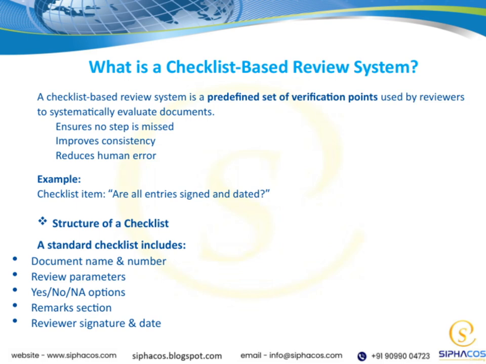Now, what exactly is a checklist-based review system? It's essentially a predefined set of verification points that reviewers use to evaluate documents systematically. The main goal here is to make sure that no step is overlooked during the review process. Using a checklist helps improve consistency across reviews, making sure everyone is following the same steps and standards. It also significantly reduces human error by providing clear, structured guidance.